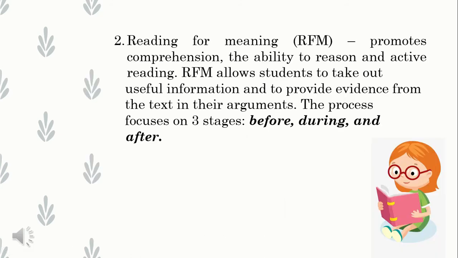Number 2, reading for meaning or RFM, is another strategy under indirect instruction. It promotes comprehension, the ability to reason, and active reading. Through RFM, students will be trained to take out useful information and to provide evidence from the text in their arguments. The process focuses on three stages: before, during, and after. RFM could be applied to every reader from various ages.